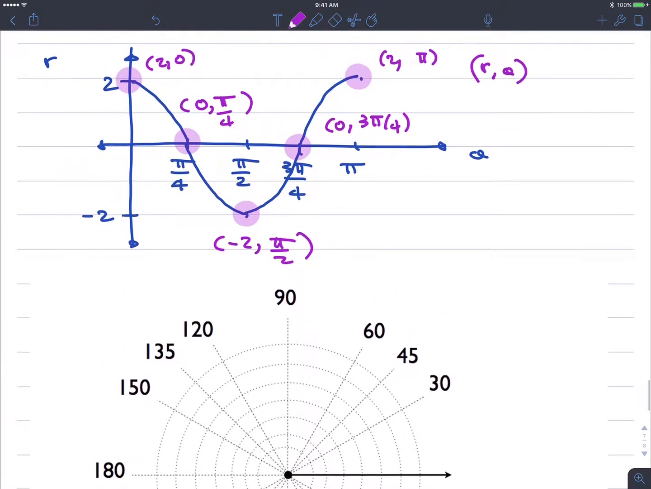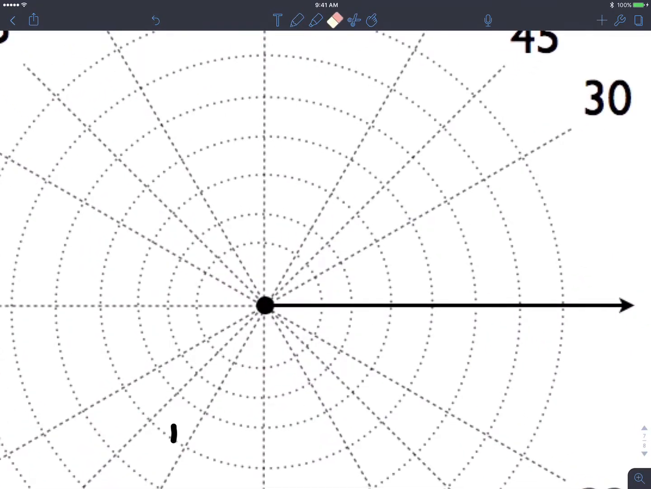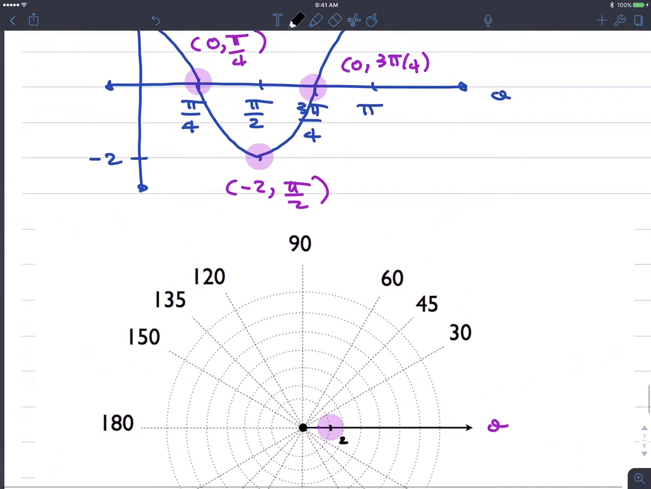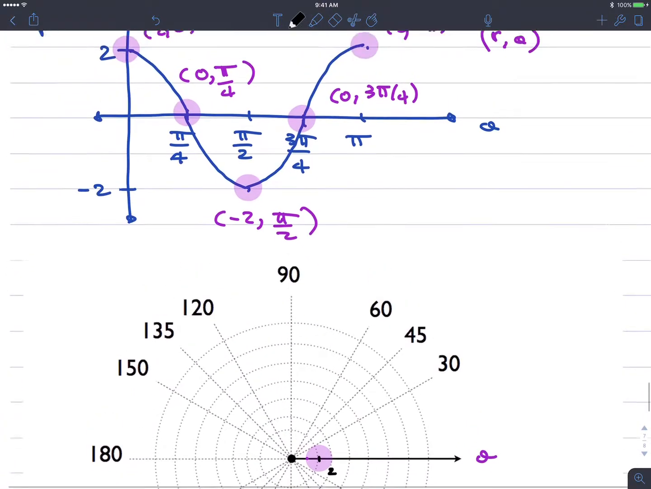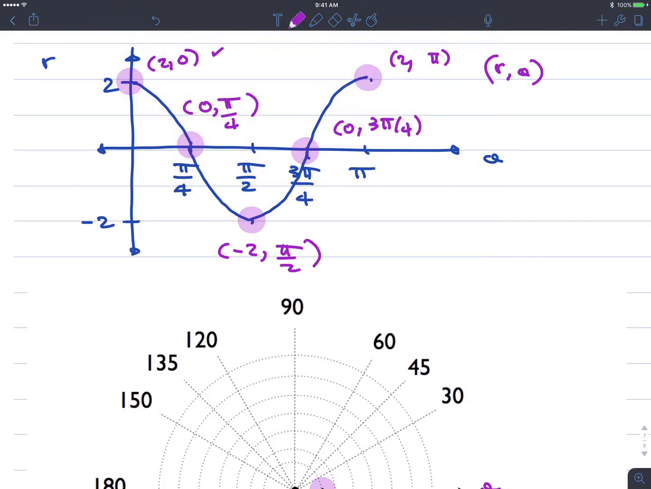Okay, let's go and plot these. What's our first radius for angle theta being 0? Isn't that 2? So I'm at 2 units. Let's go here. So far, so good? 0 angle, radius is 2. Now, what did I just do here? I plotted this point right here. I'm going to have to plot this point here.